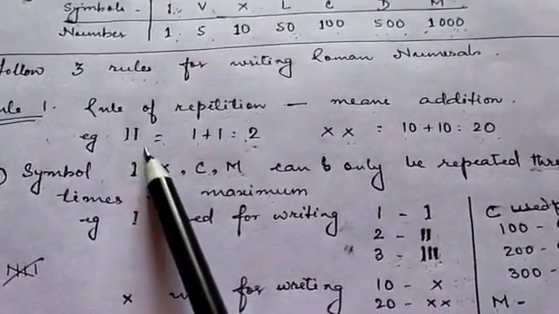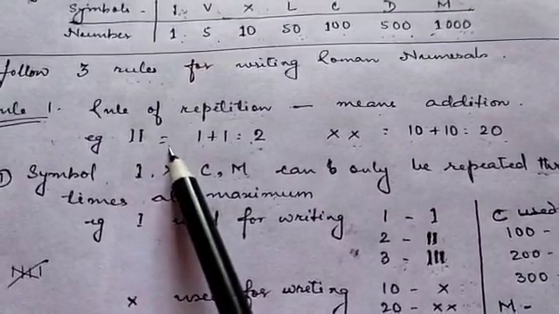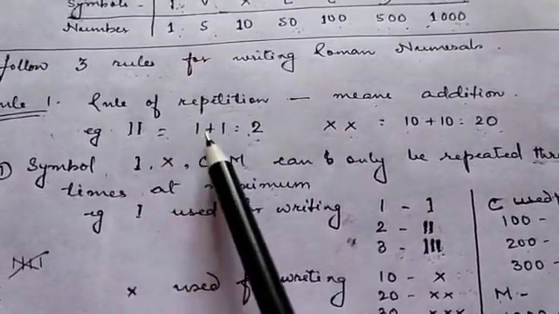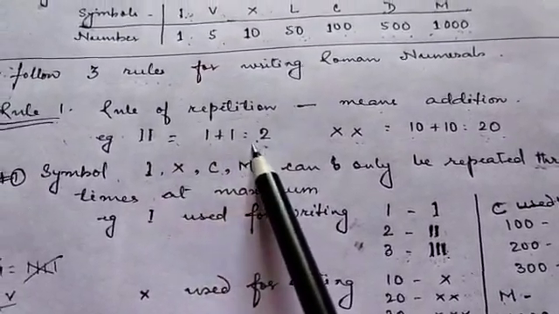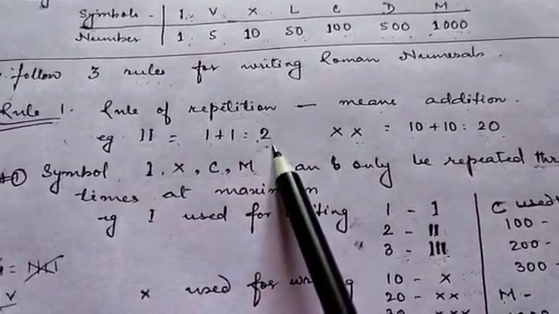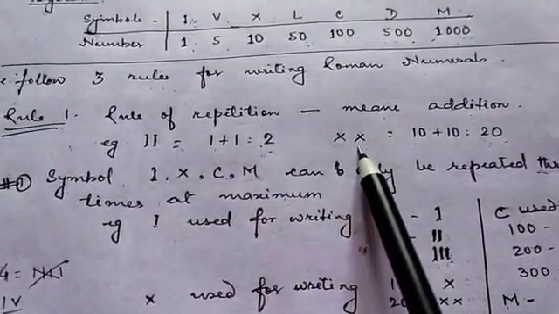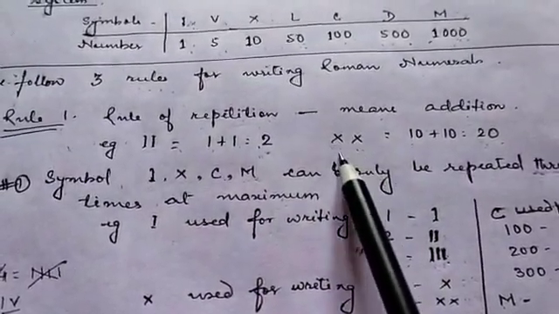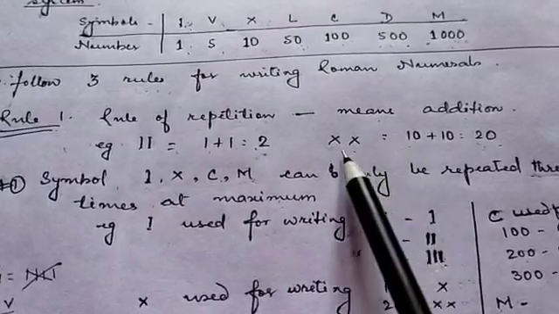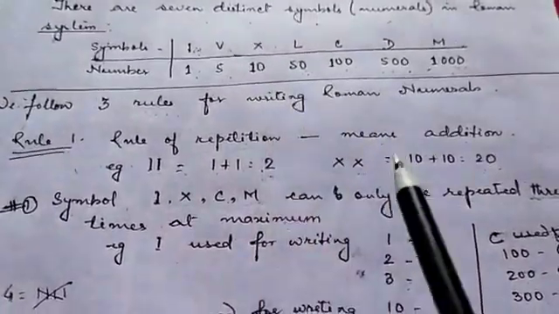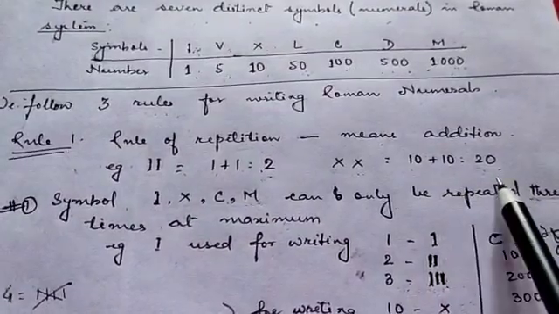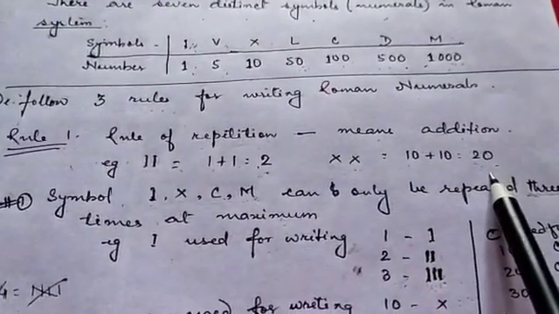When we write 2 I's together, that is equal to 1 plus 1 is equal to 2. 2 X's when we are writing together, that is equal to 1 X, and X stands for 10. So 10 plus 10 is equal to 20.